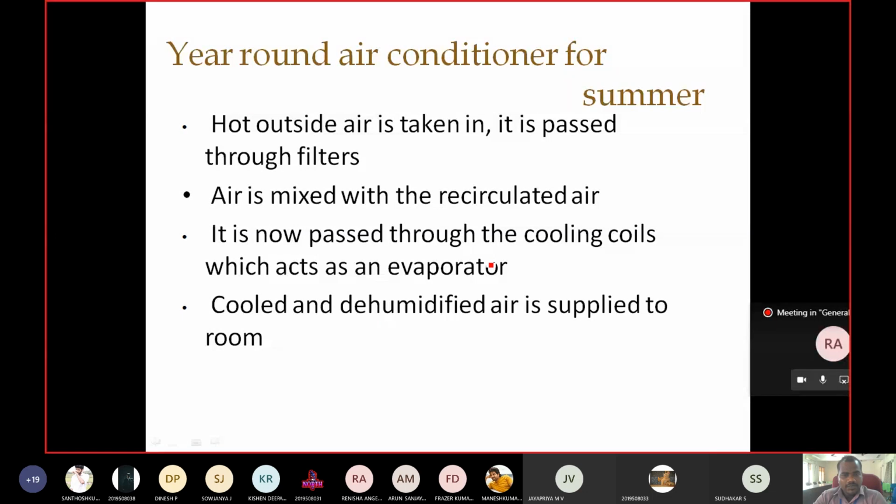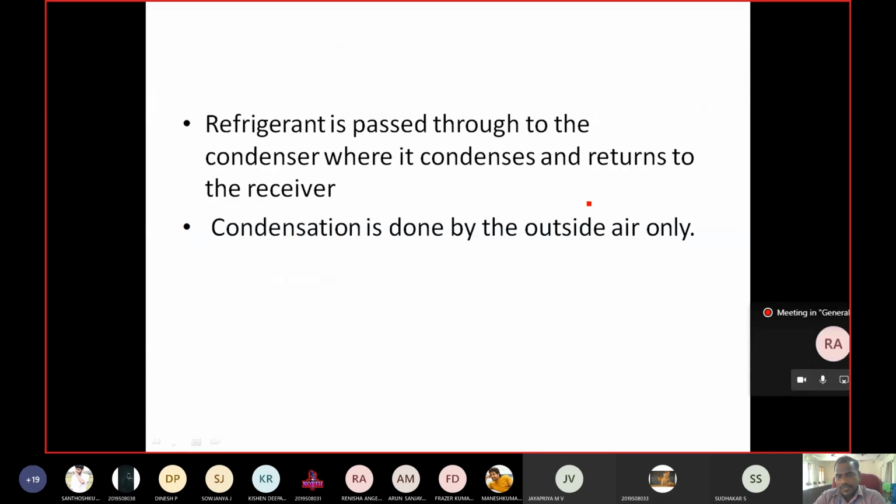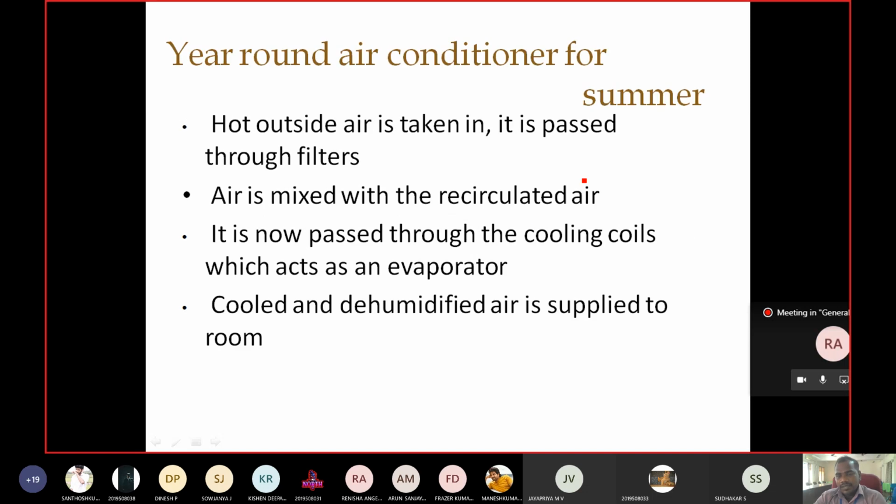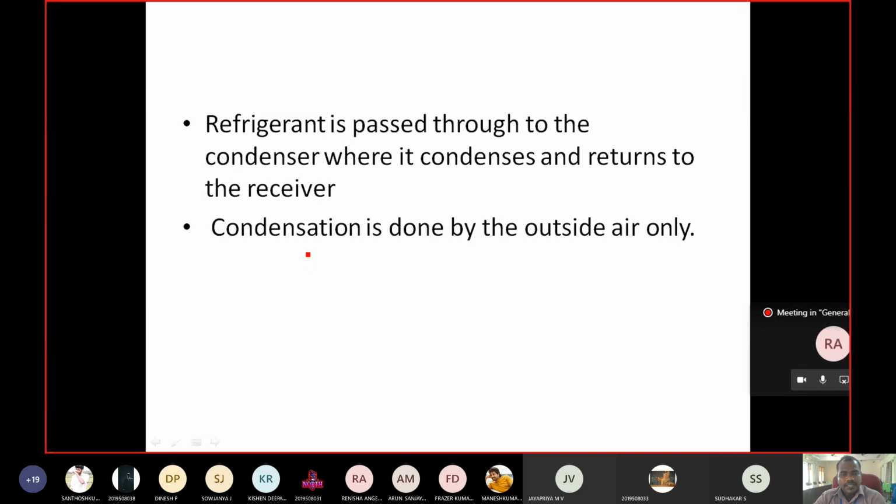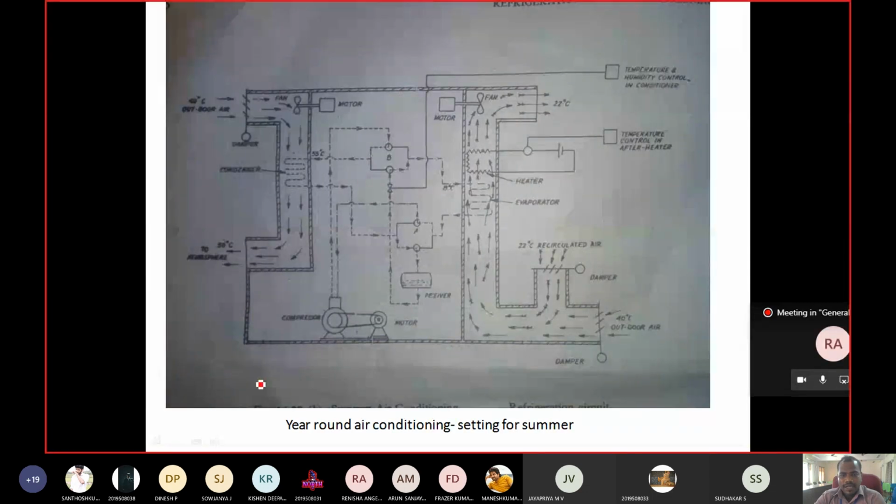So in summer, we need cooled and dehumidified air. Then the refrigerant is passed through the condenser, where it condenses and returns to the receiver. In winter, first the air is passed through the condenser, then the evaporator. In summer, first it is passed through the evaporator, then the condenser. Then the condensation is done by the outside air only. So this is the year-round air conditioning setting for summer.